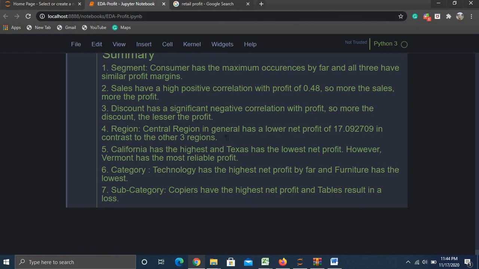Region: the central region has a net profit of 17, and the other three regions are slightly higher. California is the highest and Texas the lowest in terms of net profit. In terms of category and subcategory, copiers have the highest mean profit. So the more copiers they sell, the more profit they make. And technology as a category has the highest mean profit.